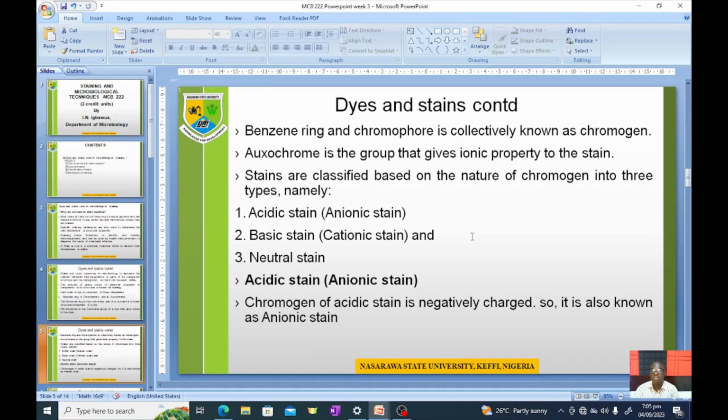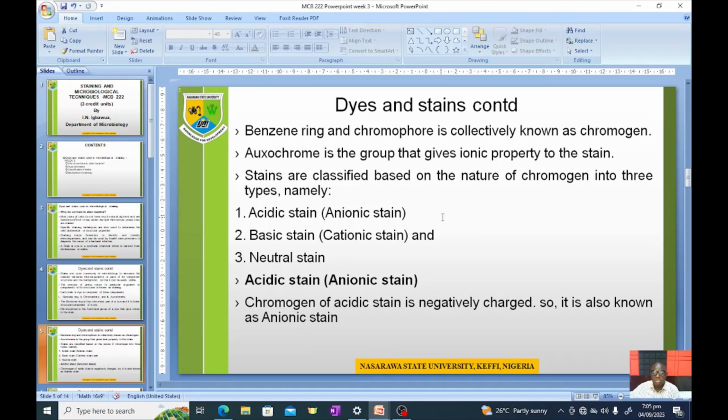I've told you earlier that benzene ring and the chromophore collectively called chromogen, and that function is used in classifying stains into three: acidic stain, which is anionic stain; the basic stain, otherwise the cationic stain; and then the one that is neutral, which is neither acidic nor basic. It is neutral. Now we'll consider acidic stains.